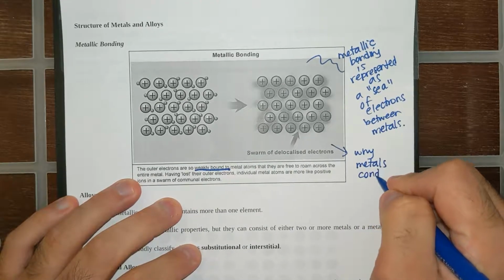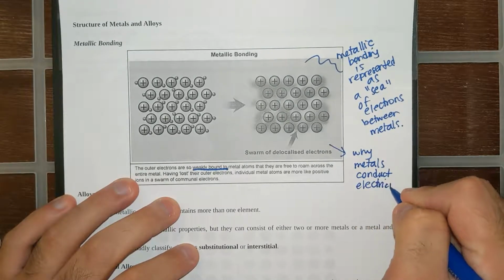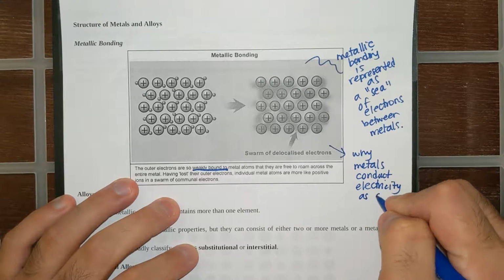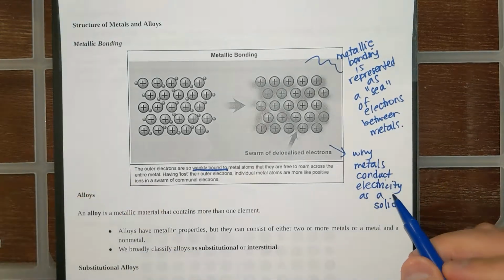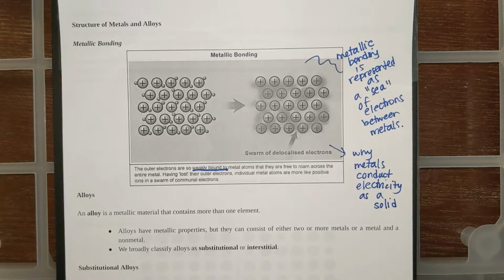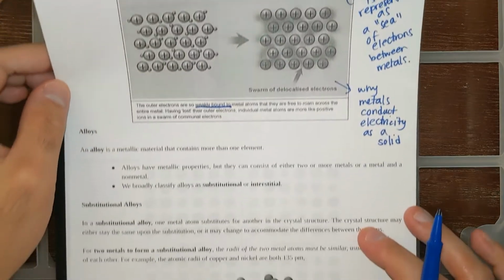Metals conduct electricity as a solid because the electrons are able to move around, and to conduct electricity, you need the movement of electrons. Now, metallic bonding can take on several different forms.